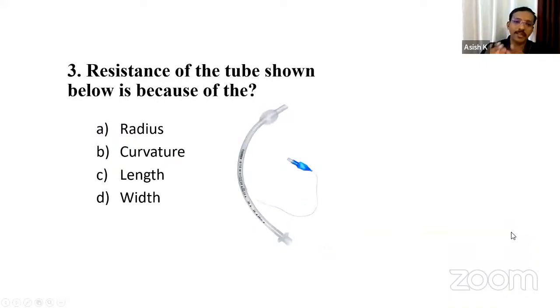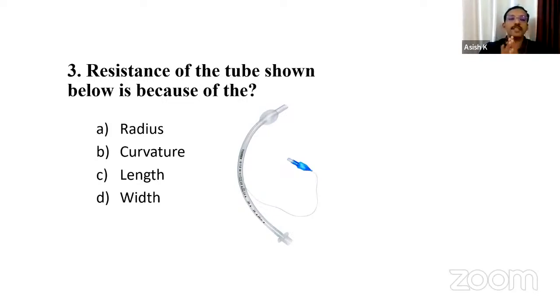Now, this is another very simple question. The resistance of the endotracheal tube shown below is because of. That was the question asked. If you have any other questions regarding this, please let us know. We will discuss that.